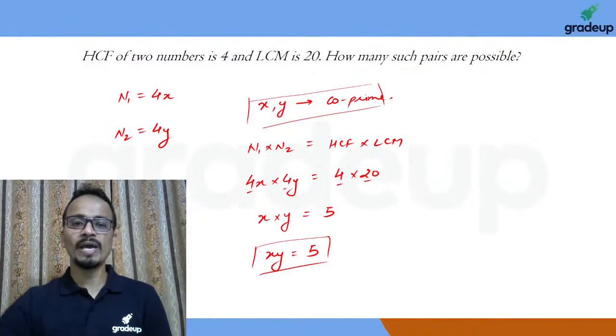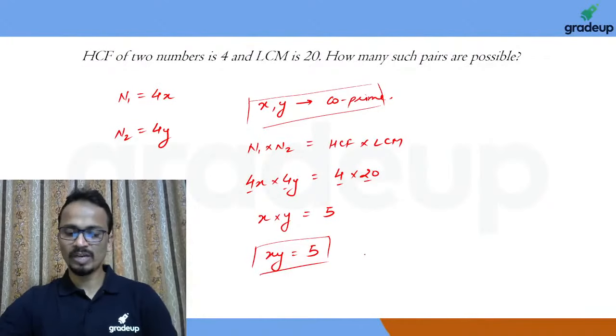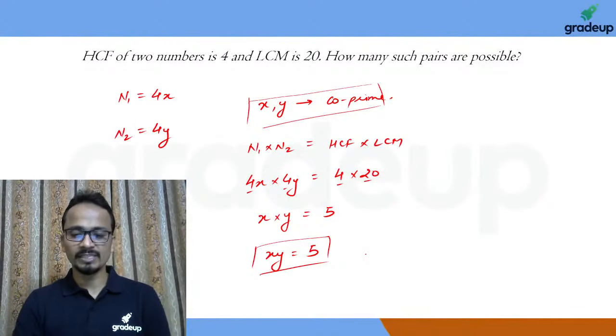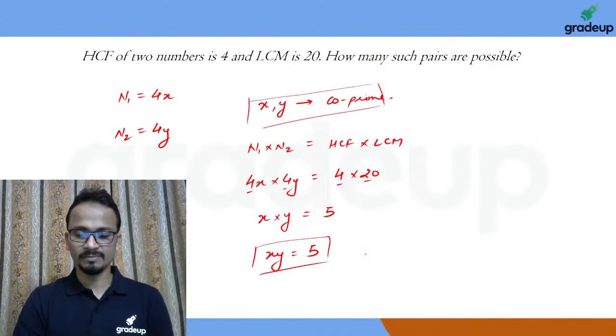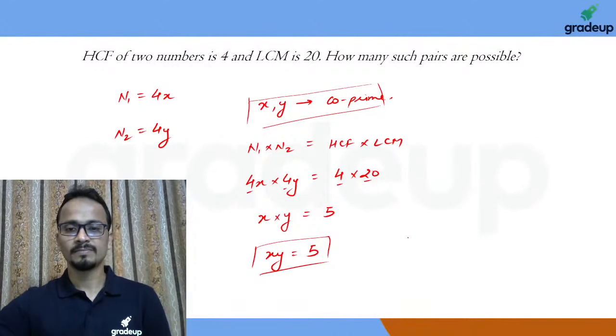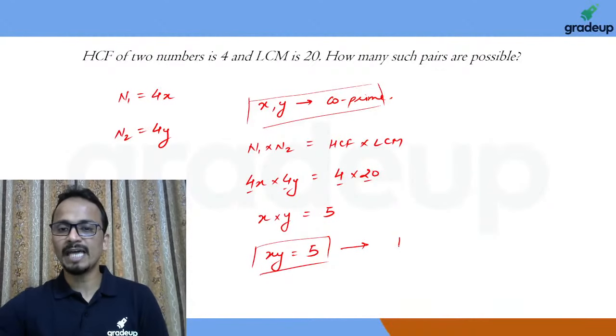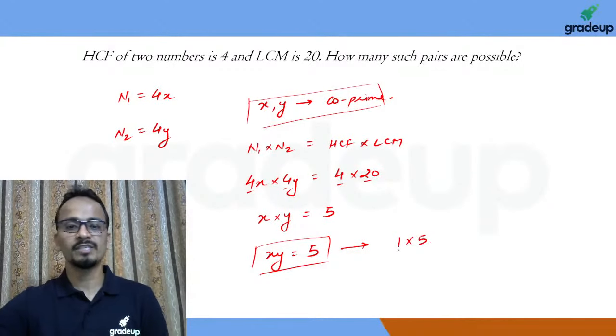Come on, what values can x and y have? So x and y should be co-prime with respect to each other and their product is 5. So what will be the values of x and y? Quickly. Okay, so in this case, there is only one possibility, that is 1 into 5. So the value of x is 1 and the value of y is 5.